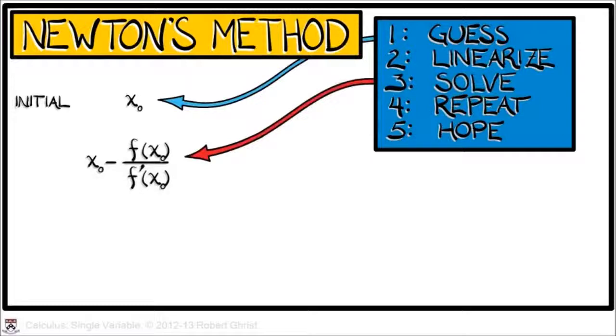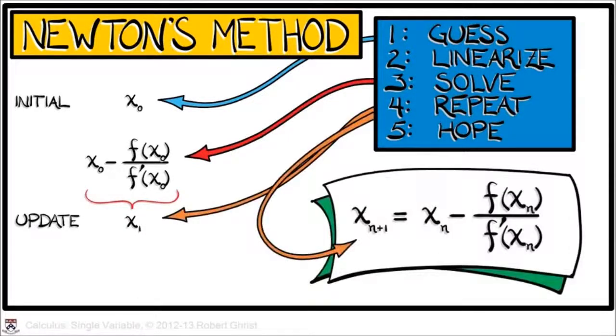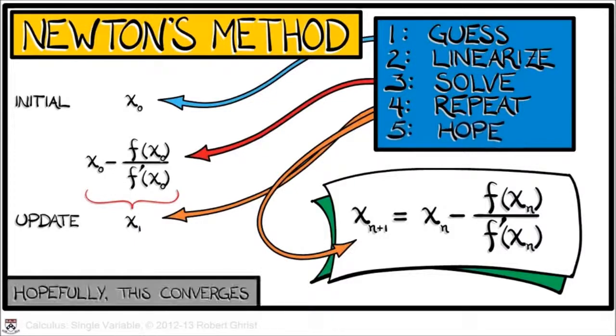Doing the linearization and solving gives us an update rule. x1 is equal to x naught minus f at x naught over f prime at x naught. And the repetition gives us a sequence of points x sub n, where the next term in the sequence, x sub n plus 1, is given by x sub n minus f of xn over f prime at xn. This is Newton's method. Now, hopefully, it converges.